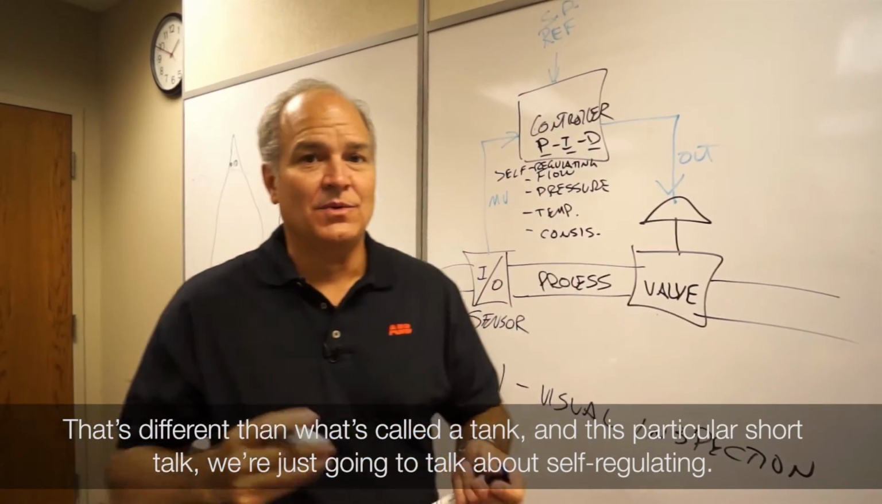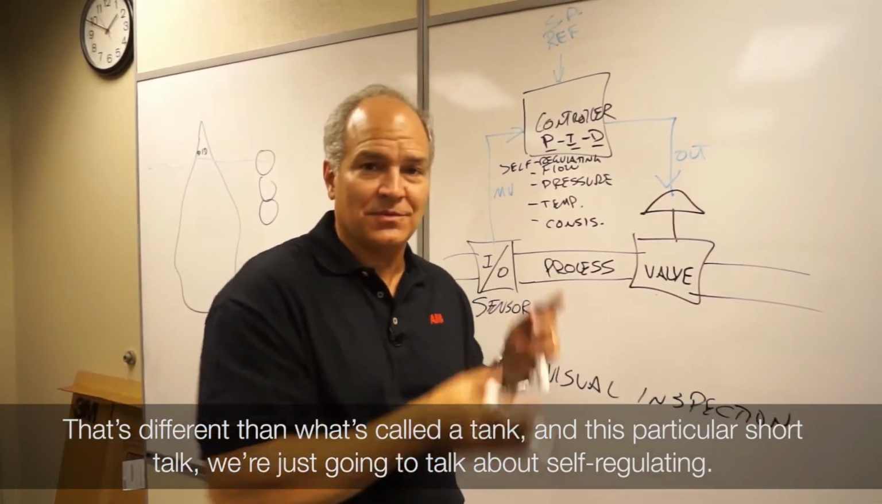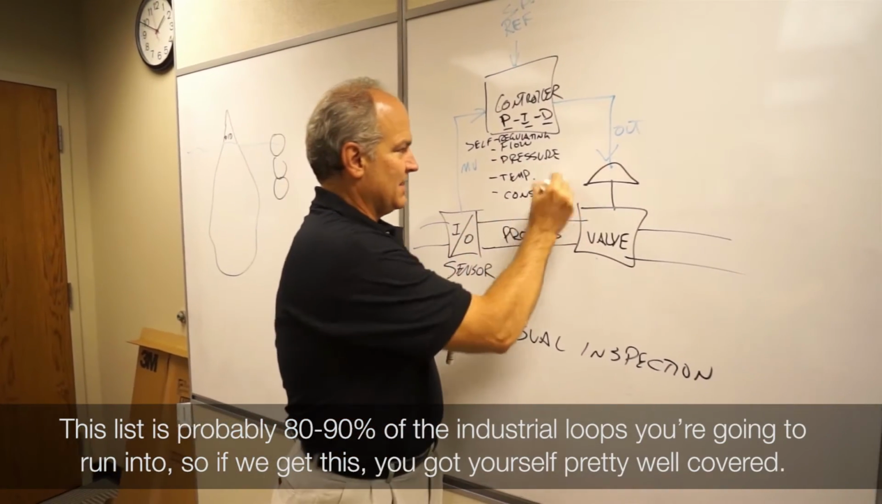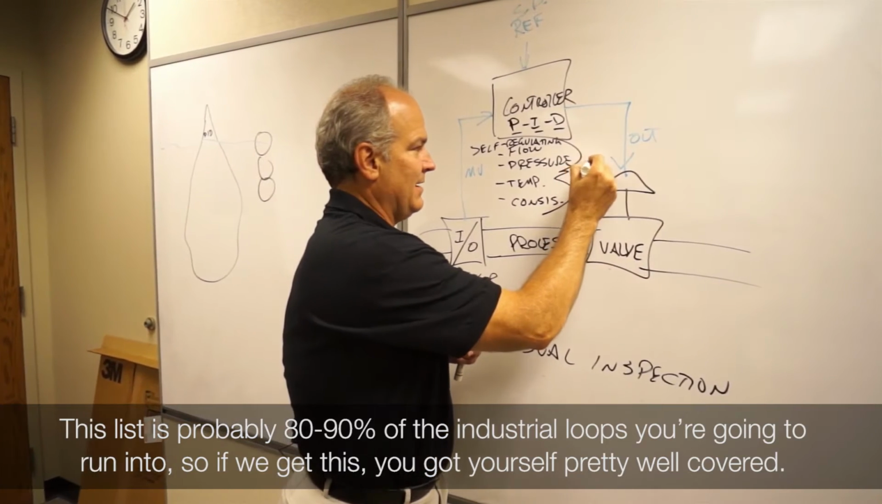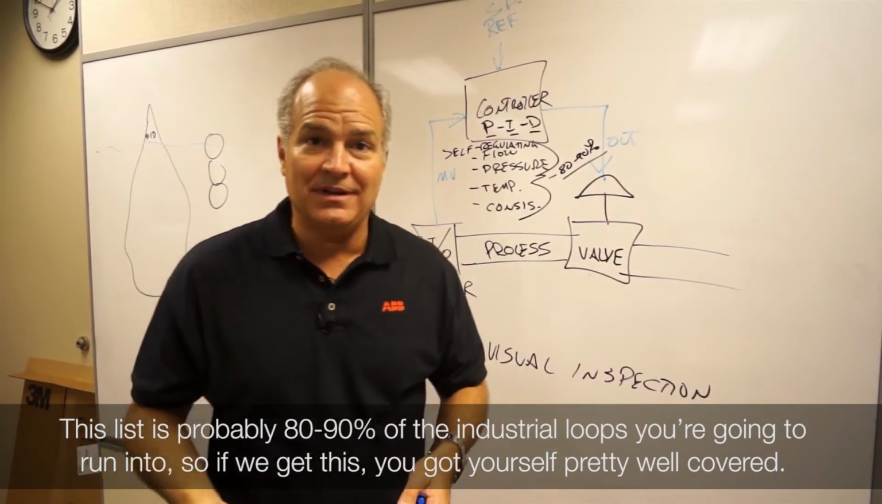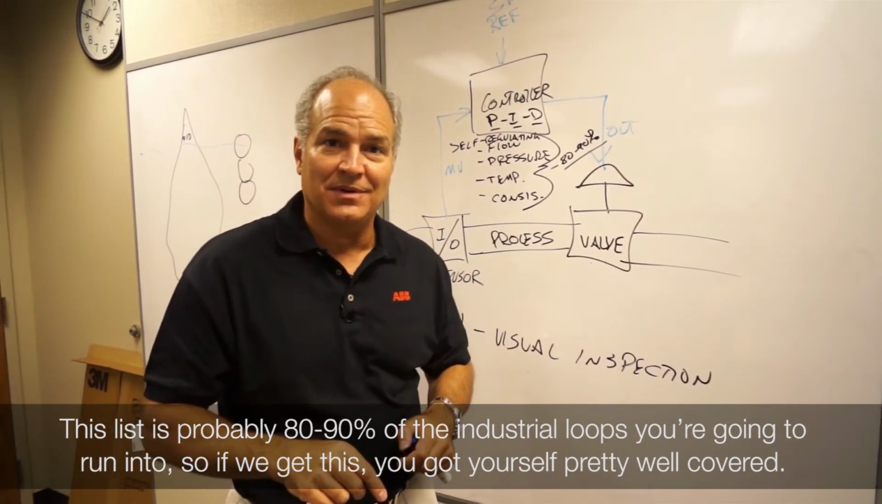That's different than what's called a tank. In this particular short talk, we're just going to talk about self-regulating. This list represents probably 80 to 90% of all the industrial loops that you're going to run into. So if we get this, you've got yourself pretty well covered.